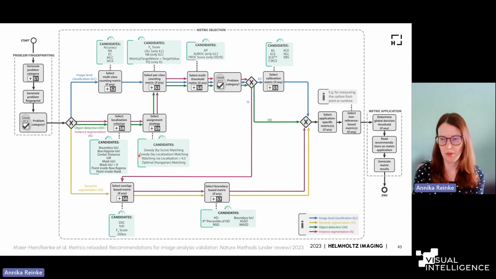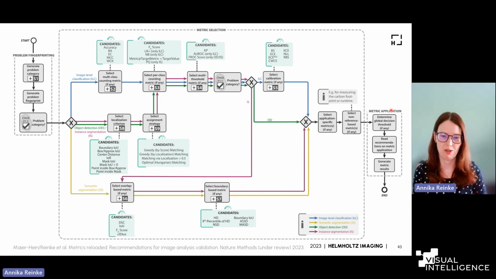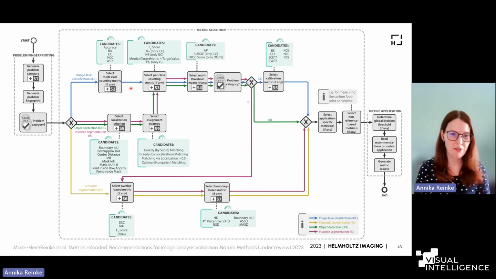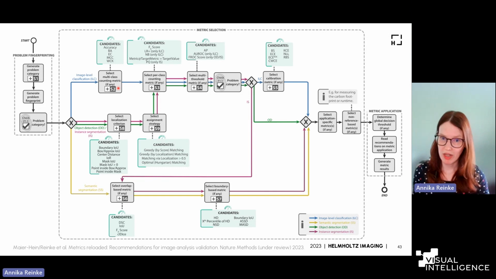I just wanted to go through different parts of it. So we start with the problem fingerprinting, we do the metric selection, and then we give some recommendations on how to apply them, so how do we aggregate them and all those things. And you see with the 4 different colors, we have these different classification tasks, and we have different boxes. Each of these boxes with a plus symbol indicates a different family of metrics or type of metrics, for example, multi-class counting metrics. For each of those boxes, we have candidates of metrics and a decision tree behind it. And the decision tree is based on the problem fingerprint.